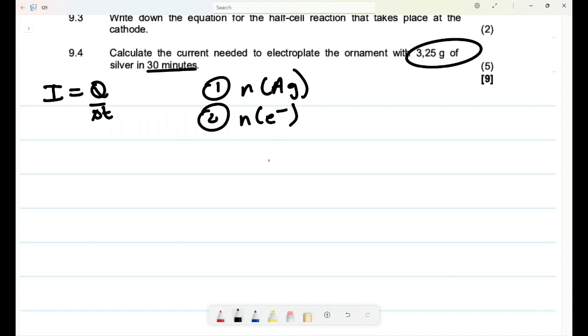Then what will happen? Step three: find, this is the number of moles of electrons, but we want the exact number of electrons, so we're going to get them by calculating N using this formula. N is equal to n divided by Na. This n is the number of moles of electrons, and N is the number of electrons, the exact number of electrons. Okay, remember this formula.